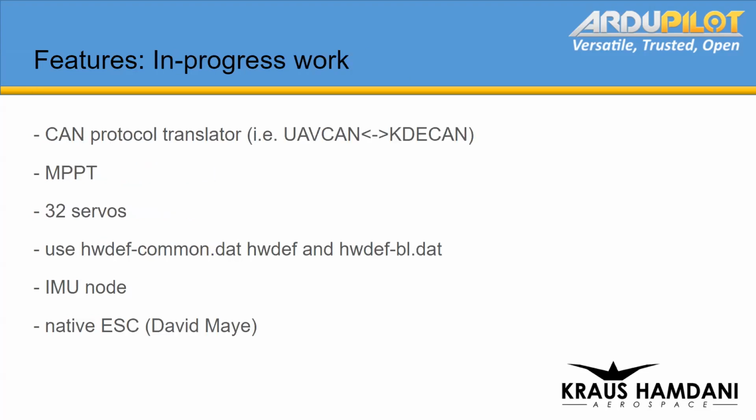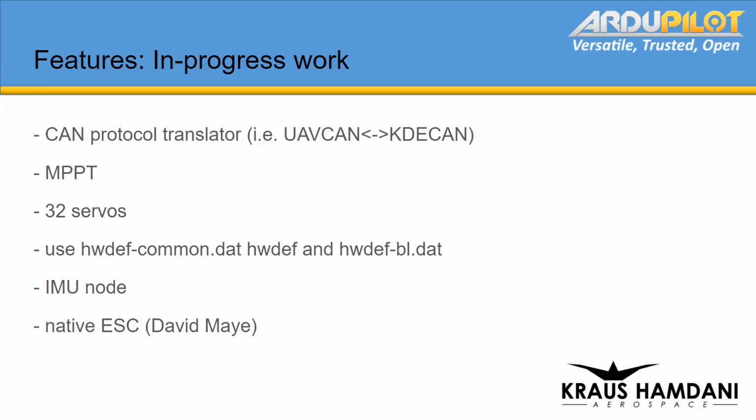Some of the in-progress things that I know are under development are CAN protocol translators. For example, I have an ESC like a KDE CAN ESC, but my autopilot is using two UAVCAN ports to talk to a whole bunch of different peripherals. I don't want to dedicate a whole port to a protocol. So my AP_Periph can have one port coming in as UAVCAN, and then the second port is KDE CAN talking to the hardware. So it can basically translate there.